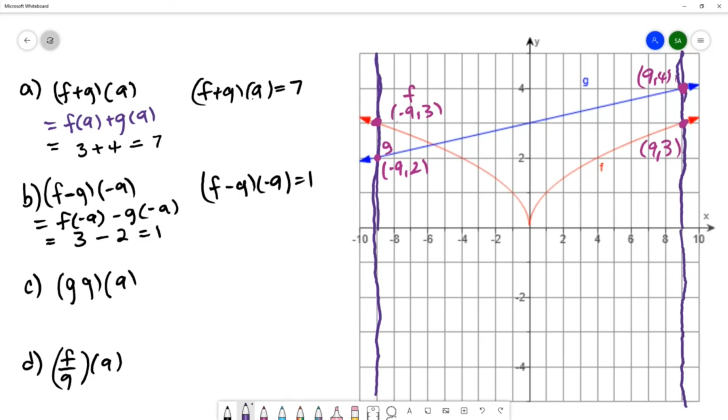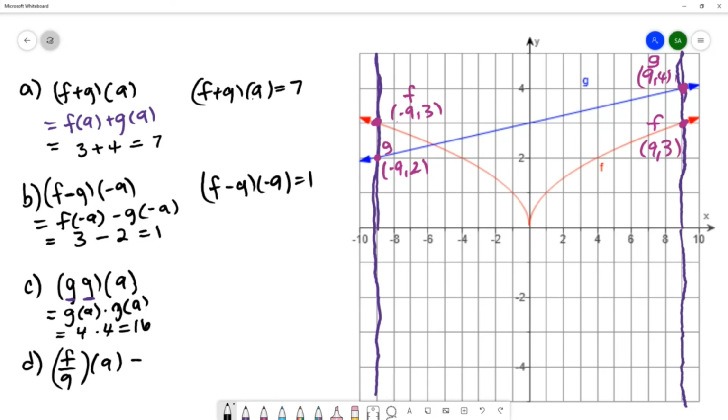So in this example, it says g times g, and it's of 9. We've already marked 9 on our graph. We're going to do g of 9 times g of 9. I'm going to go back over here and label this. The blue graph is g, so this point is on the graph of g. The red graph is f. So we want to use g. g of 9 is 4, and we have 4 times 4, which is 16.